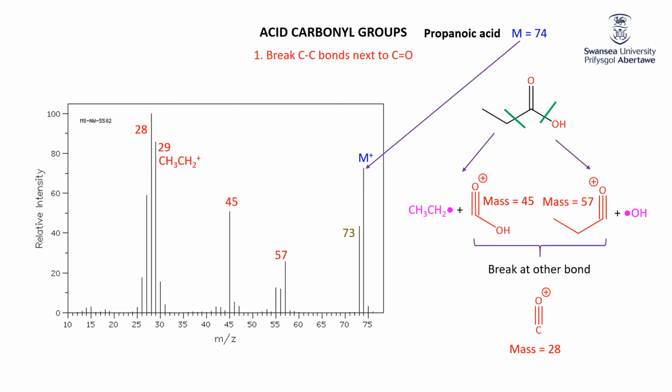Now there's one other peak that I want to hit before we move on, and that's the one here at 73. That's one less than the molecular ion. Can you think of a hydrogen in this propanoic acid, little hint there, that might be the one that fragments off, leaving you with a significant peak, one less than the molecular ion? And the answer is, of course, you always lose the acidic H, or you frequently can lose the acidic H in an acid fragmentation, leaving you with one less than the molecular ion.